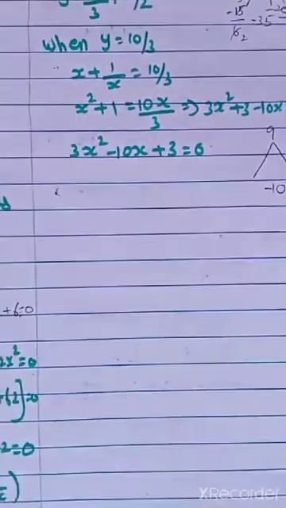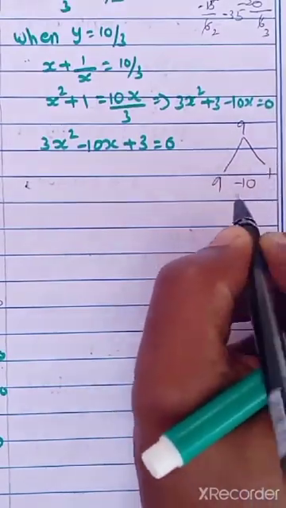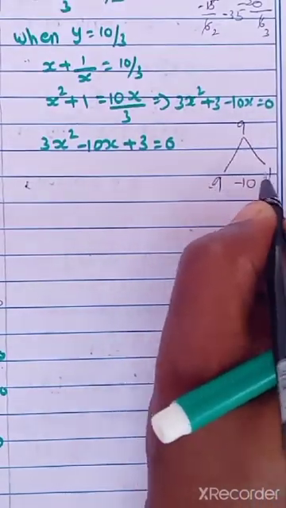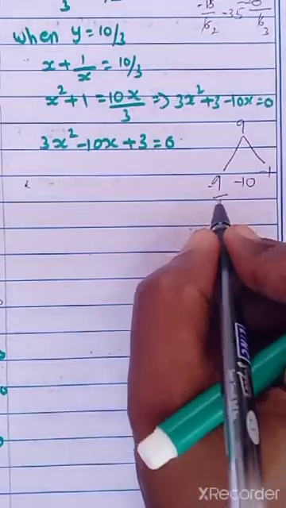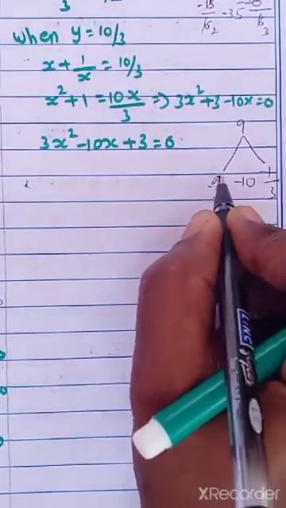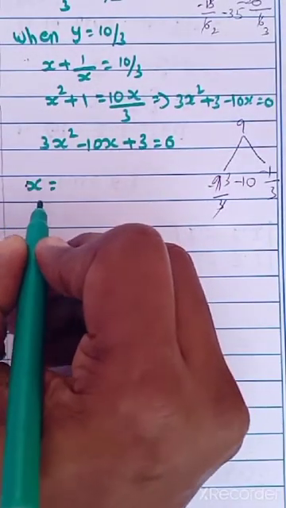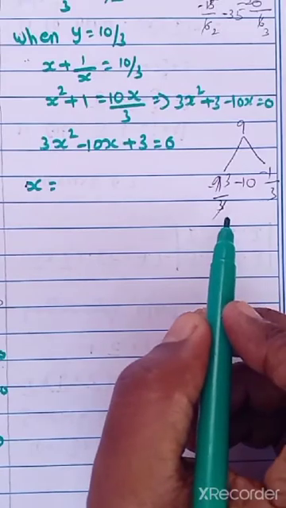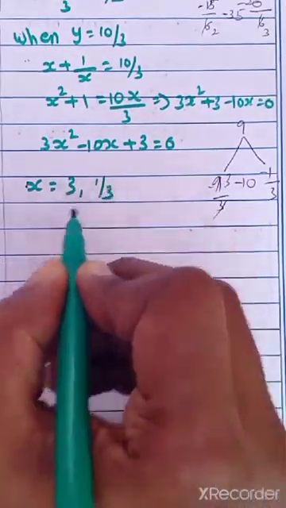So what are the two numbers? 9 and 1. So 9 ones are 9, with minus, 9 plus 1 is 10. Again after that you have to divide by 3. So dividing by 3, 3 3s are 9. So what is your x value? The x value is 3, 1 by 3.